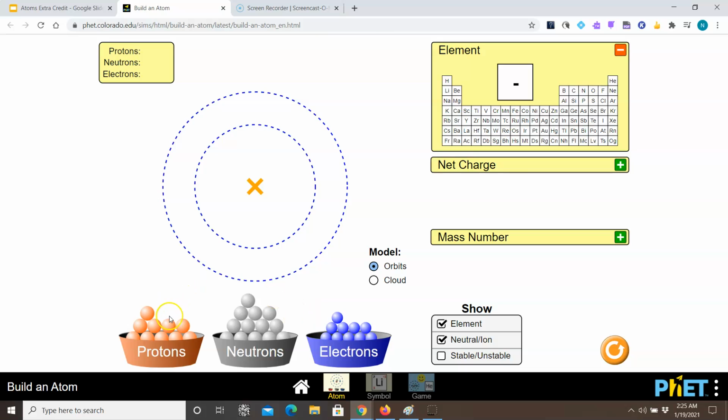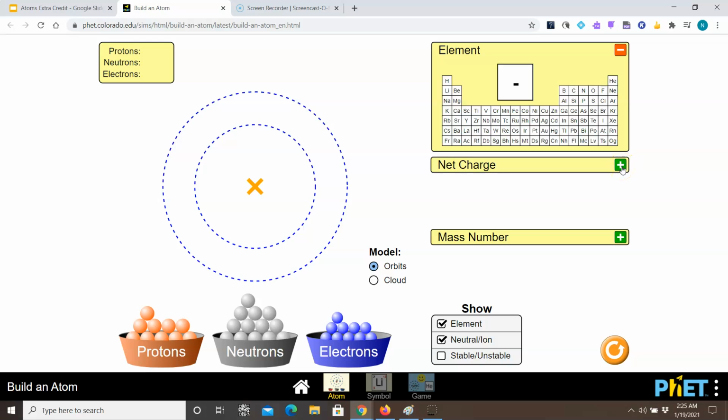Now at the bottom, of course, you have your protons, which are these orange spheres, neutrons, which are gray, and the electrons, which are blue. On the side here, you have a periodic table, and once you add protons, neutrons, and electrons to this atom, this information will change. So this will tell you what type of element you have. Underneath the periodic table, you have net charge. This will tell you the charge of the atom, which is something you're monitoring.